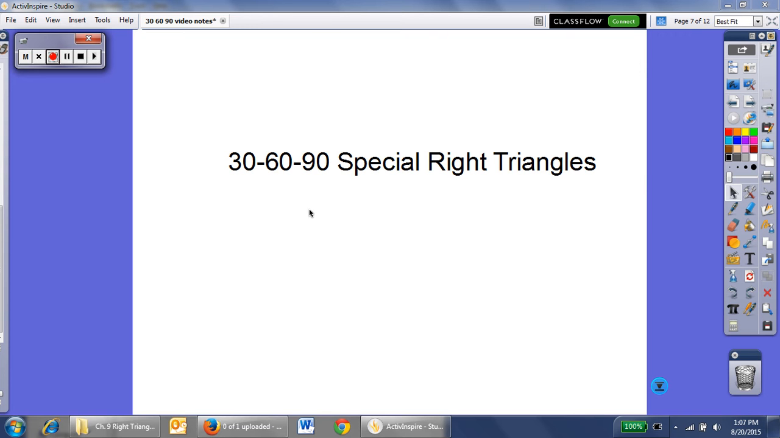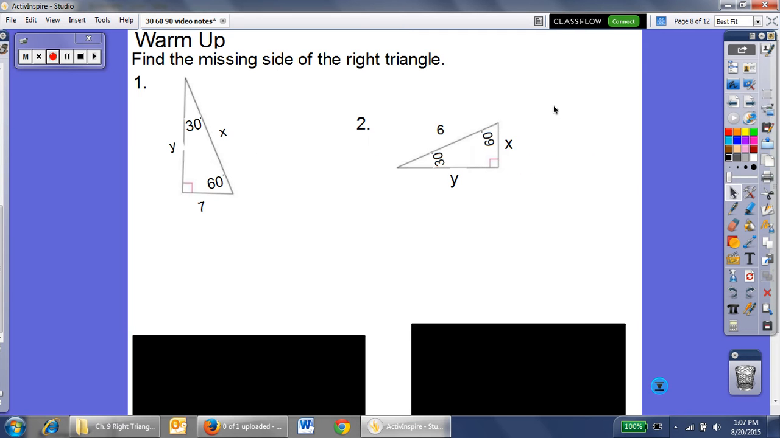Hi students, today we're going to continue learning about 30, 60, 90 special right triangles. Let's begin with a warm-up. Find the missing side of these triangles.